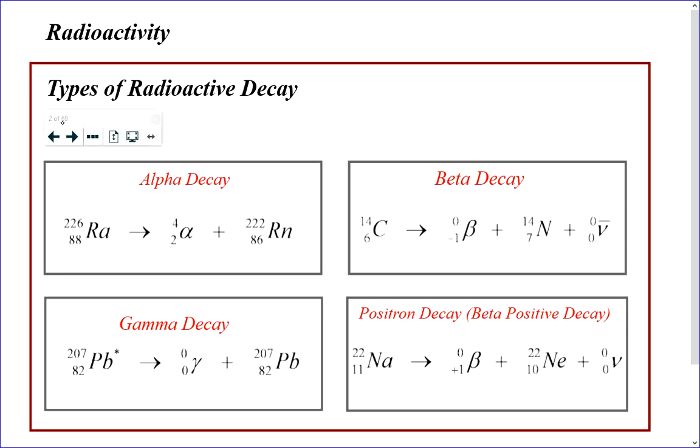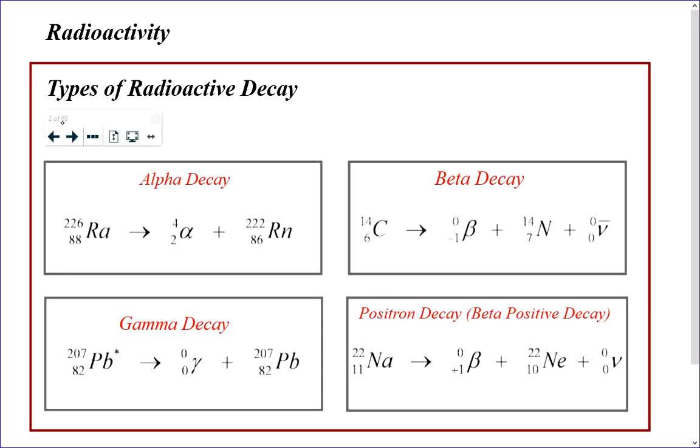Gamma decay, well, this is all that happens. You have, for example, lead-207 undergoing gamma decay. Since a gamma ray photon has no nucleons and no charge, it doesn't change the content of the nucleus. It's still lead-207. What changes, though, is the arrangement of the nucleons within the nucleus. They become more efficiently put together.